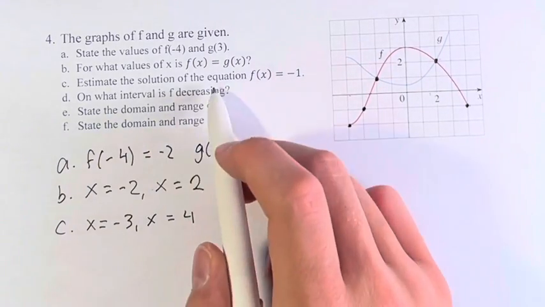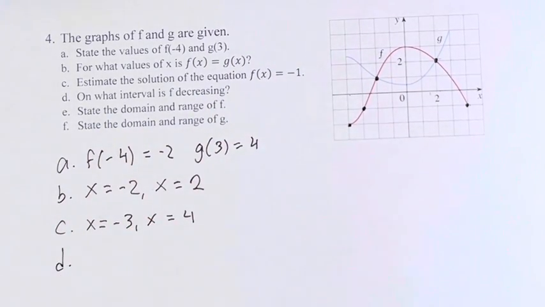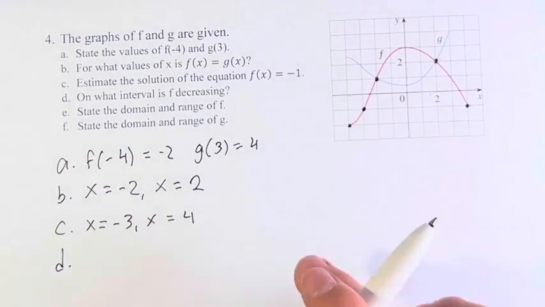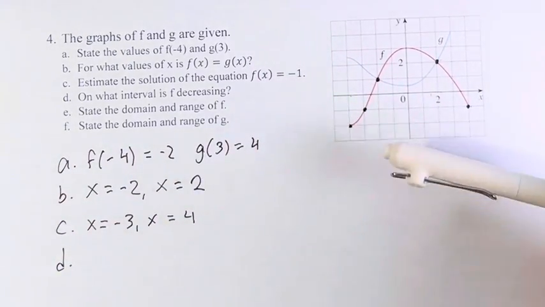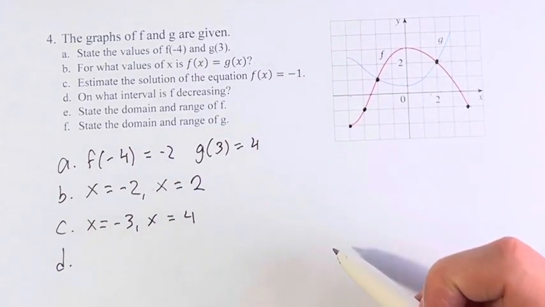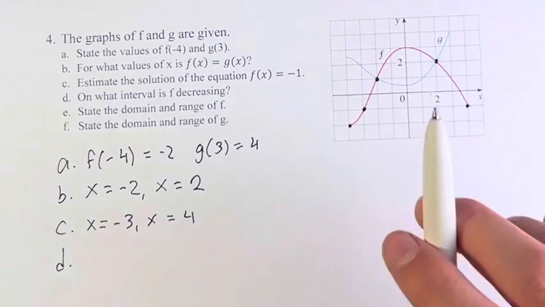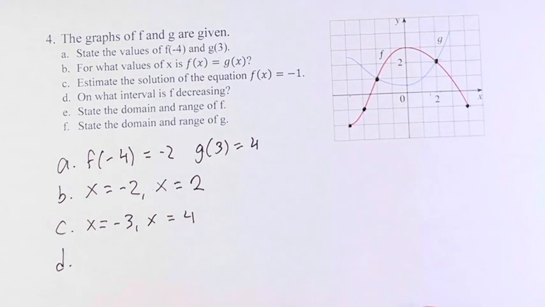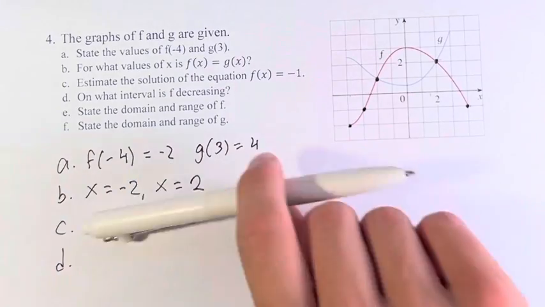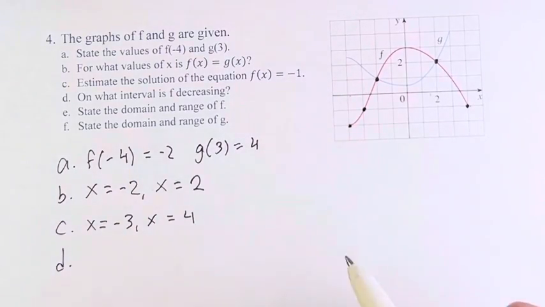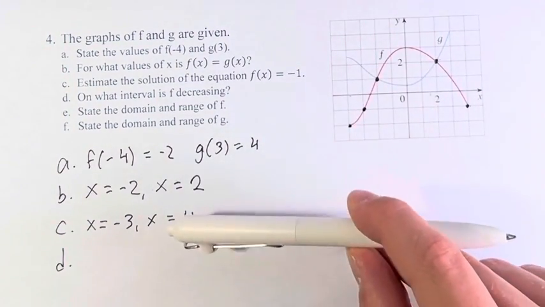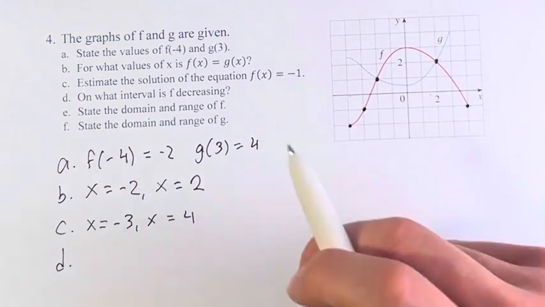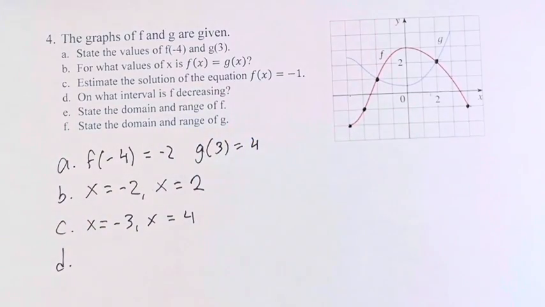Next, we're asked on what interval is f decreasing? Well, we're going to go from left to right. If both x and the function are increasing, then the function is increasing. And if x is increasing and the value of the function is decreasing, then it's decreasing. And we're looking for where it's decreasing.